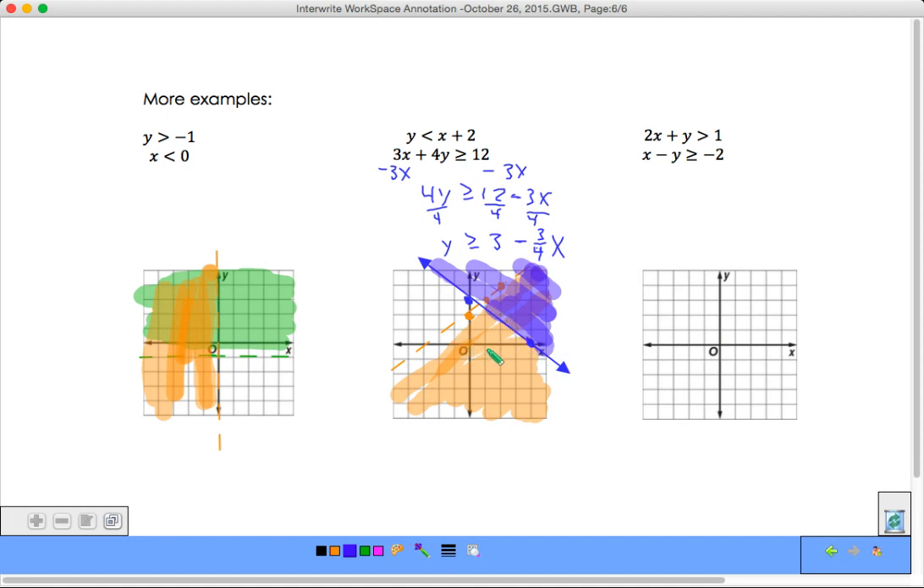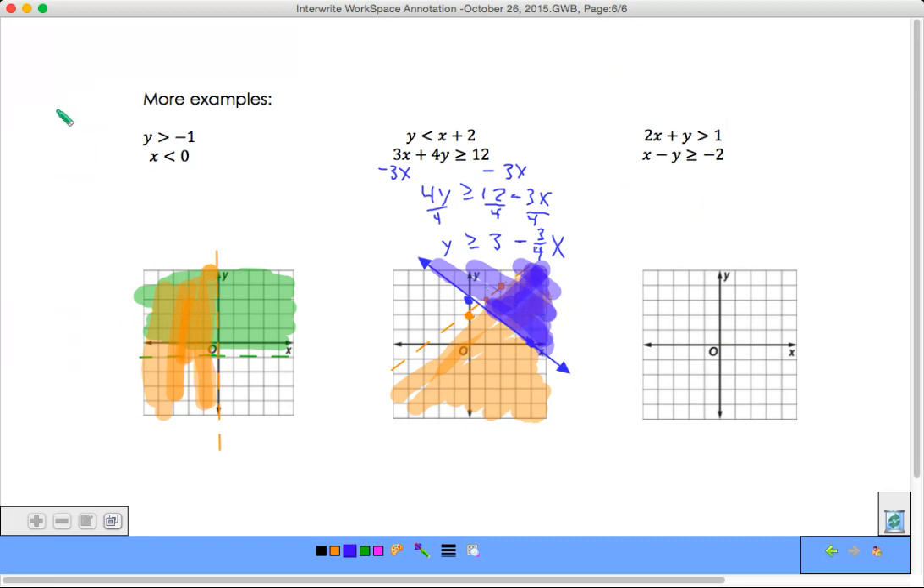So if I asked you if 3, 1 was the solution, you'd tell me yes because it's on the solid line. But if I asked you 1, 3, you would tell me no because that's on that dotted line. It has to be on the solid line or touching the shaded region or in the shaded region where the shading overlaps.